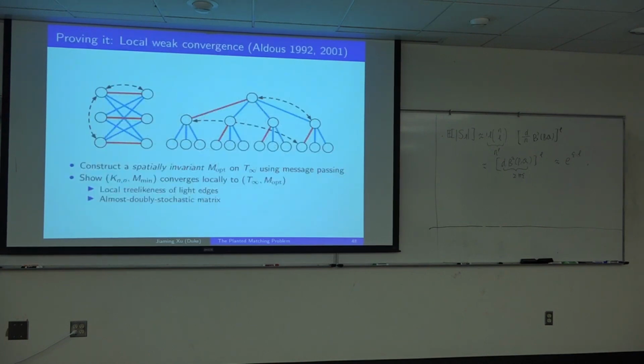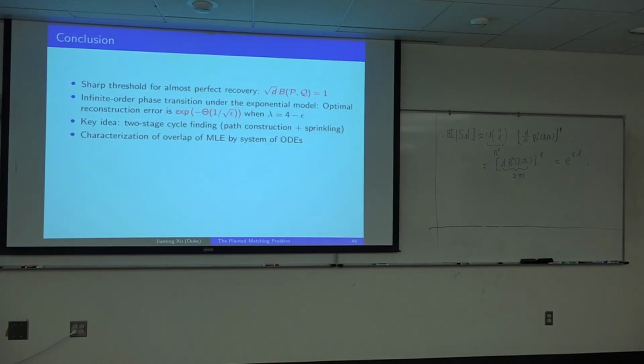Yeah, but let me actually summarize this a little bit. So I think in this lecture, we've at least seen the sharp threshold, and I also showed you this infinite order phase transition phenomenon. The key idea for proving this is this two-stage cycle finding idea. The high-level reason is that you're looking for long cycles, so that's why the second moment method is often very difficult to implement. That's why I want to break it into 2 stages. This fourth bullet, I actually don't have time to cover.